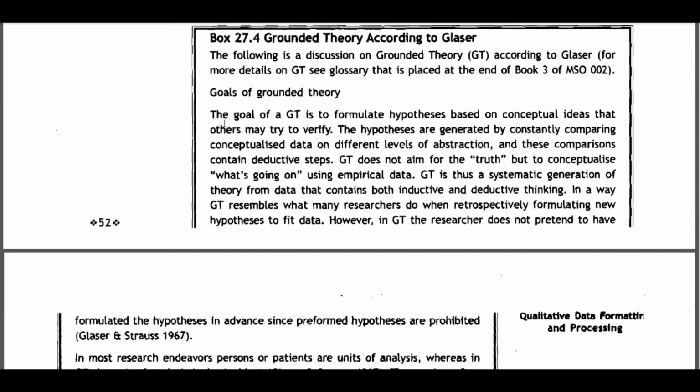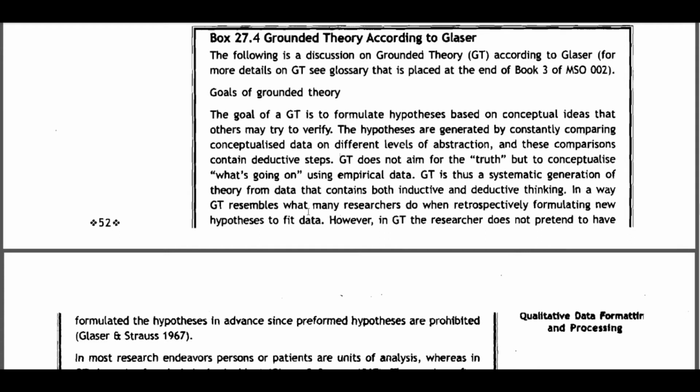Goals of grounded theory. The goal of a GT is to formulate hypotheses based on the conceptual ideas that others may try to verify. The hypotheses are generated by constantly comparing conceptualized data on different levels of abstraction, and these comparisons contain deductive steps. Grounded theory does not aim for the truth, but to conceptualize what's going on using empirical data. GT is thus a systematic generalization of theory from the data that contains both inductive and deductive thinking.